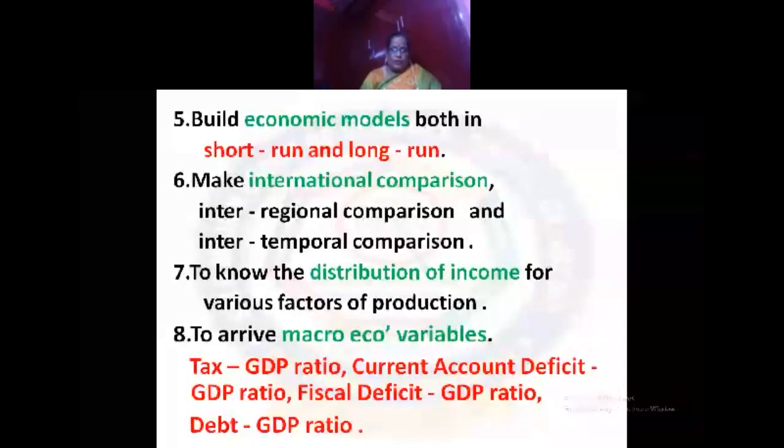7. To know the distribution of income for various factors of production in the country. 8. To arrive at many more macroeconomic variables, namely tax to GDP ratio, current account deficit to GDP ratio, fiscal deficit to GDP ratio, and debt to GDP ratio, that is tax-GDP, current account deficit-GDP, fiscal deficit-GDP, and debt-GDP ratio. We will be seeing.